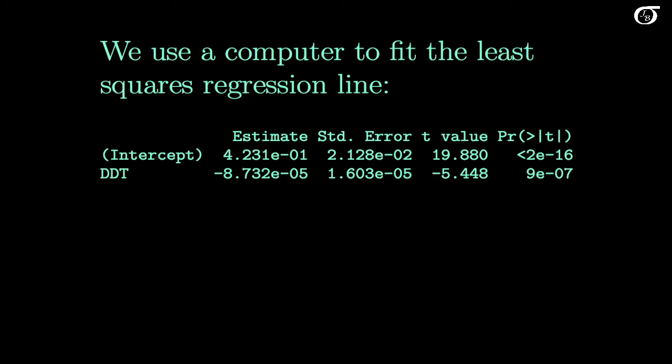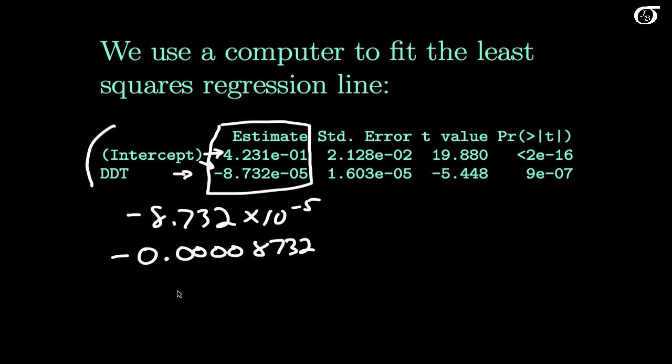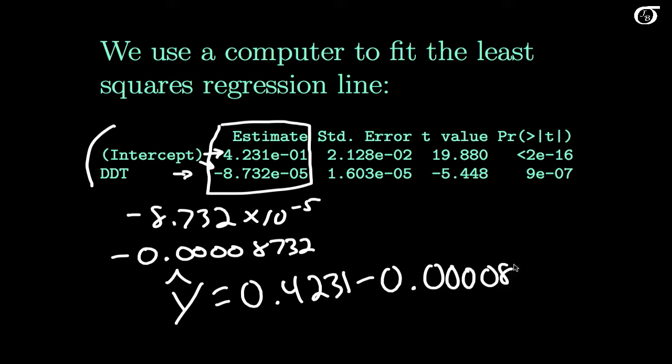To do so, we would use a computer to get our least squares regression line, and this is the output from the computer package R. Different computer packages typically look pretty similar to this type of thing. So we've got our estimates here of our regression parameters, and if you're not familiar with scientific notation, what this is saying down here is minus 8.732 times 10 to the negative 5, or in other words, we shift the decimal place over 5 units, and we get minus 0.0000872. And so our regression line is y hat is equal to 0.4231 minus 0.0000872 times x.